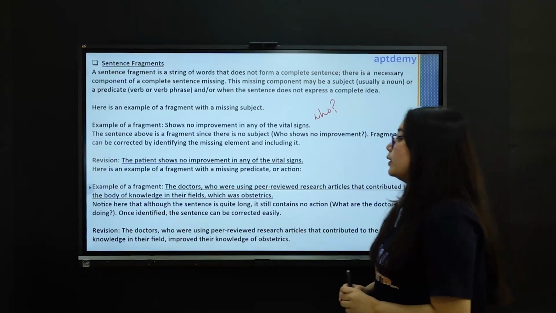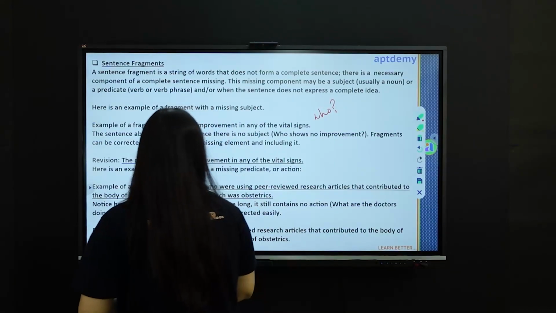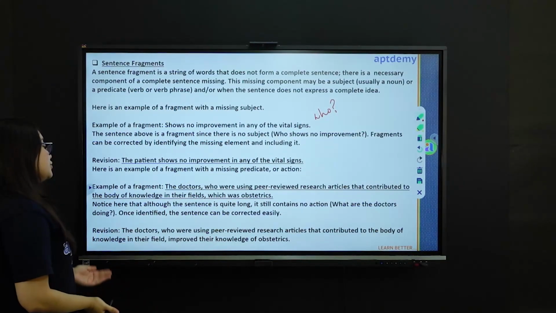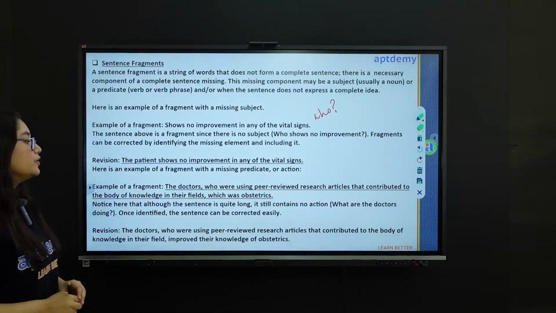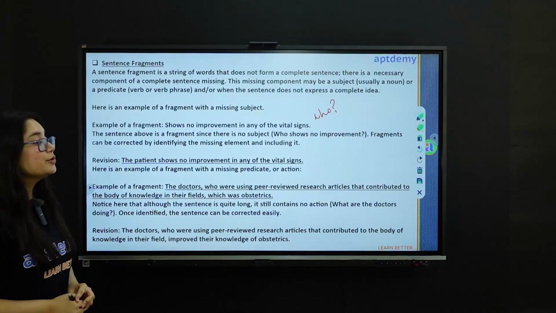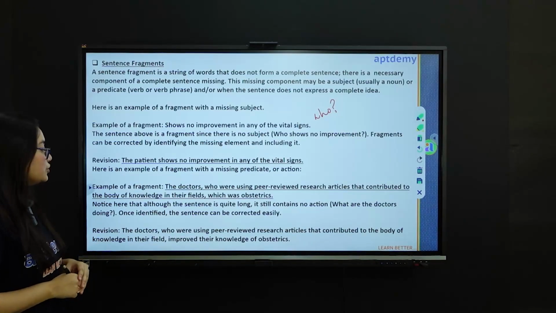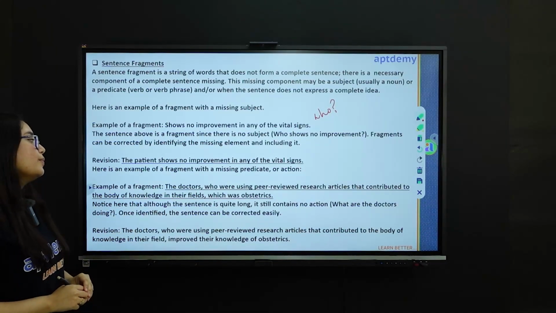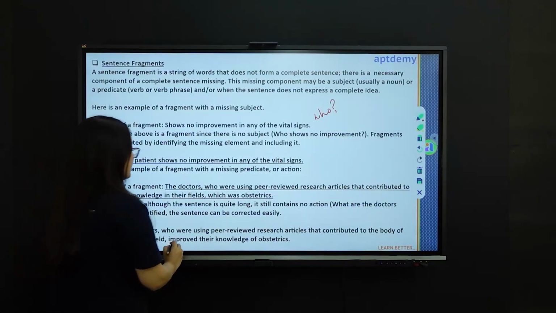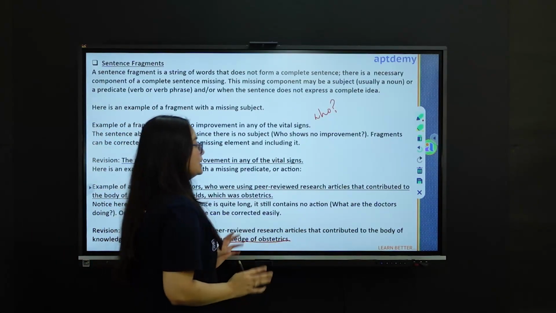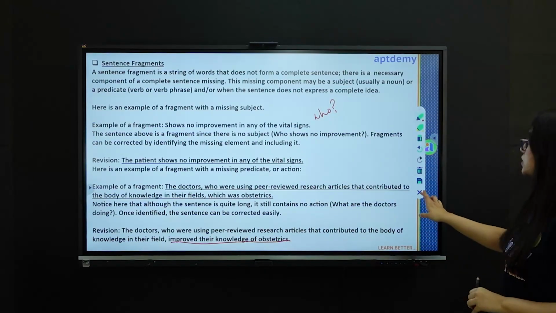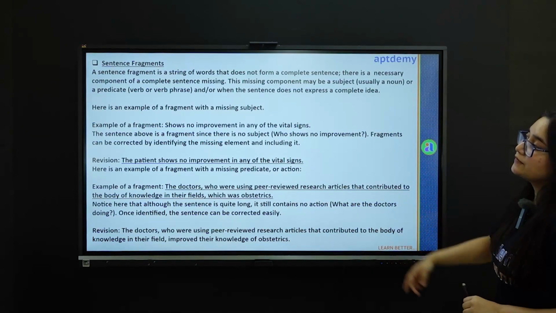So again, when you identify that it is missing an action, what do you do? You introduce that action. So: "The doctors who were using peer-reviewed research articles that contributed to the body of knowledge in their field improved their knowledge of obstetrics." So now we have introduced the action that the doctors were doing. So that is your sentence fragments.